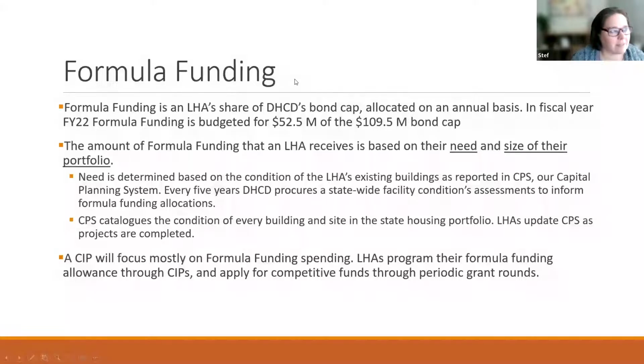So the different kinds of funding that we have at DHCD: when we talk about the bond cap, one of the primary ways that we spend that bond cap is through formula funding. If you've been at all involved in the creation of a capital plan, you'll probably have heard about formula funding. It's a housing authority's share, literally their percentage of the bond cap that's allocated annually. In fiscal year 22, the formula funding budget was $52.5 million across all housing authorities. So it's $52.5 million of the $109.5 million bond cap amount.